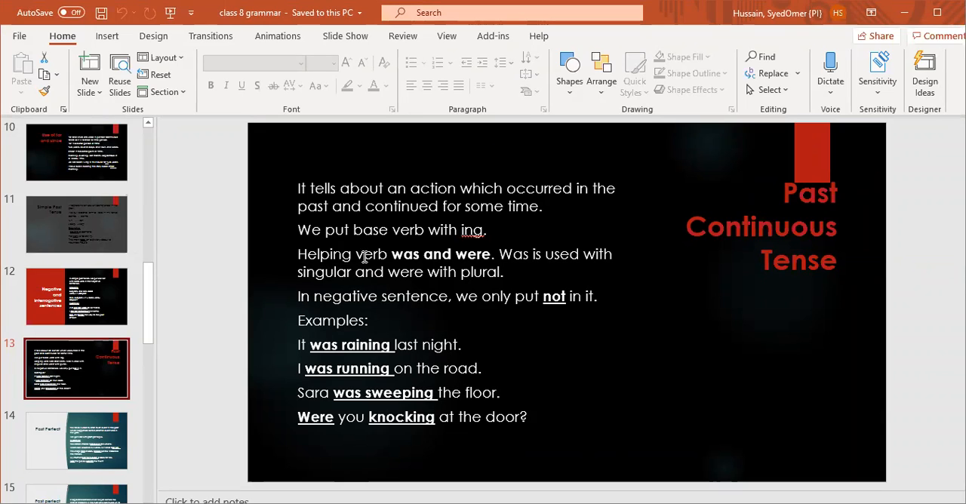In past continuous tense, we put the helping verbs was and were. Was comes with singular and were comes with plural. In the examples you can see: it was raining last night, I was running on the road, Sarah was sweeping the floor, were you knocking at the door? Okay.